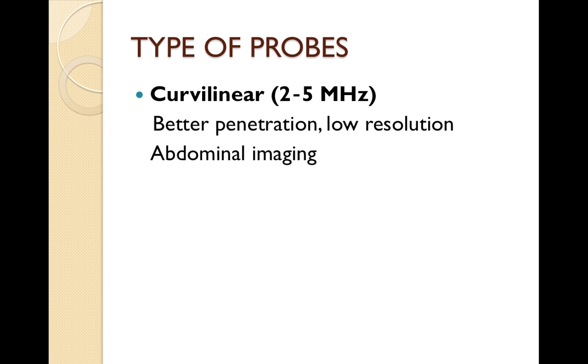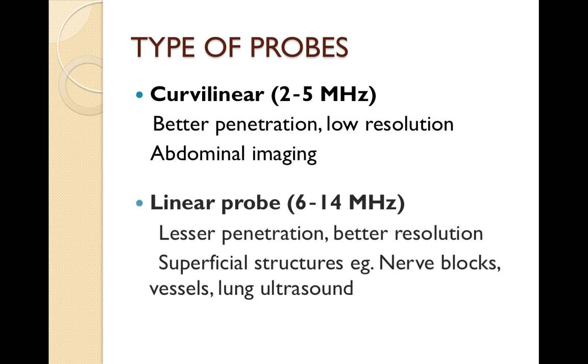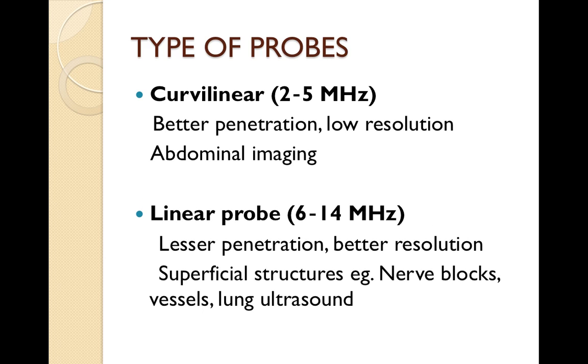So here again I repeat, curvilinear probe, better penetration, low resolution. It is used for abdominal imaging or deeper blocks. Linear probe, it is from 6 to 14 megahertz. It has got lesser penetration but better resolution. It is useful for superficial structures like nerve blocks, vessels and lung ultrasound.